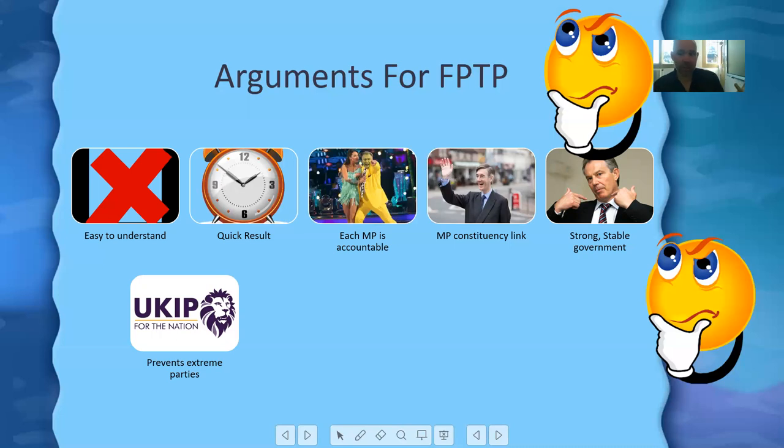The same goes for the Green Party. Some people might see the Greens as a more extreme environmental group outside of the mainstream. First past the post prevents them from gaining many seats. And there have been many incidents throughout the last 40 to 50 years where new parties have been launched or breakaway parties have occurred.